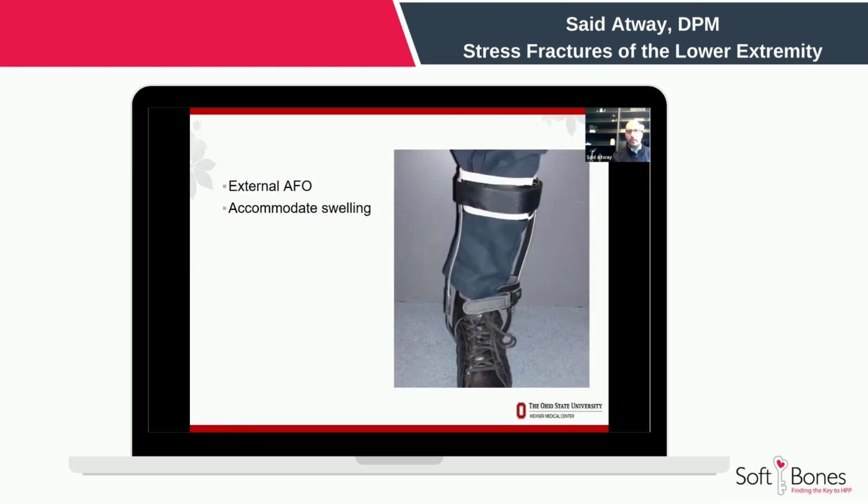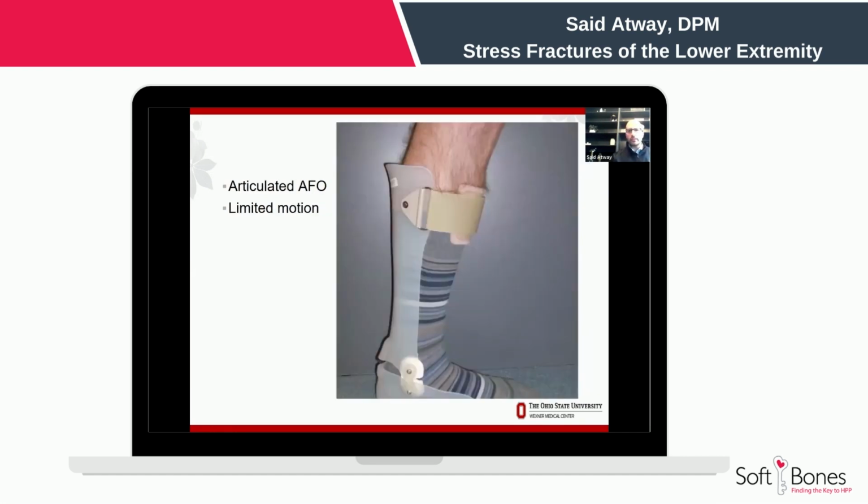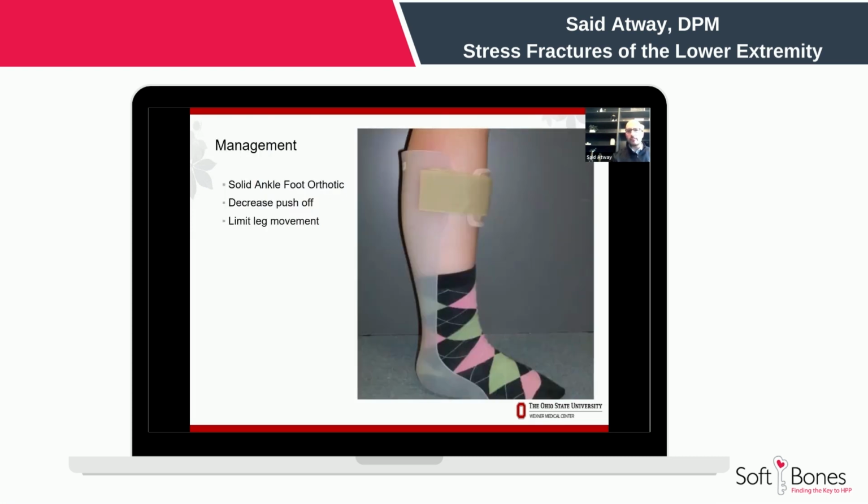An external AFO. So, when you talk about an AFO that goes into a shoe, you also need to consider how challenging these AFOs can sometimes be in fitting into patients' shoes, or for the caregiver that's having to help that patient potentially put their shoes on.